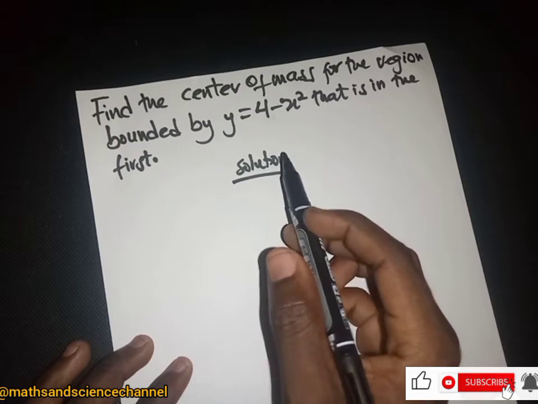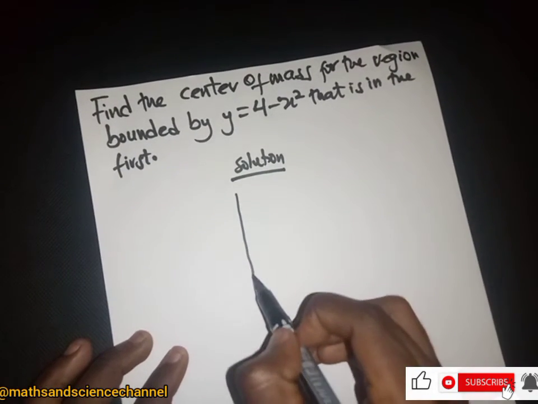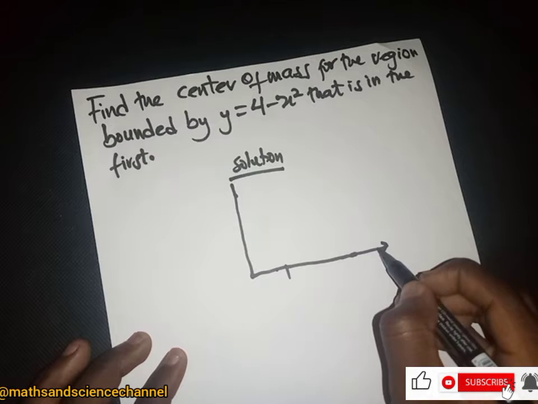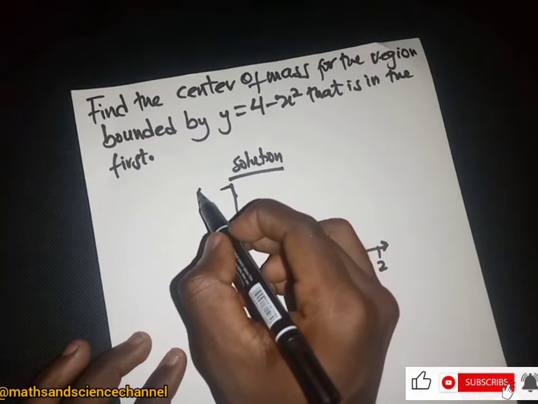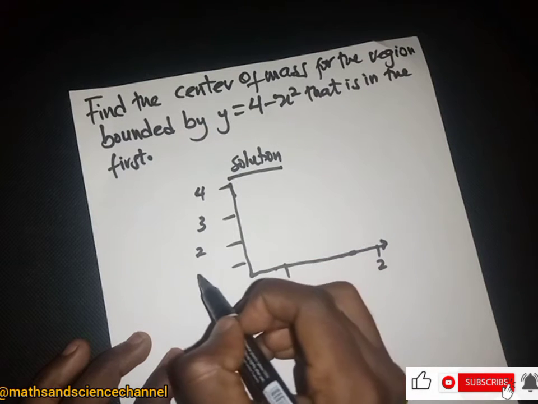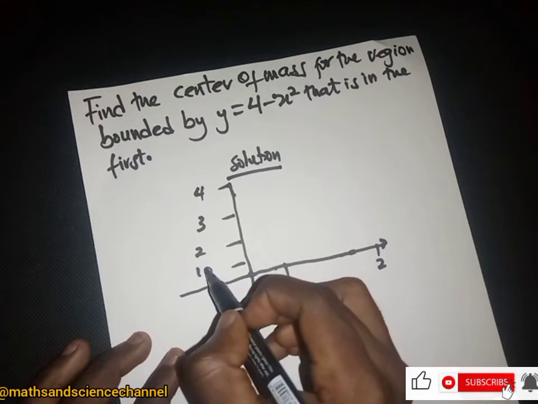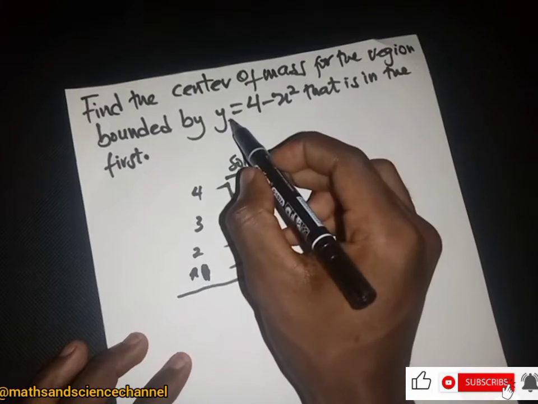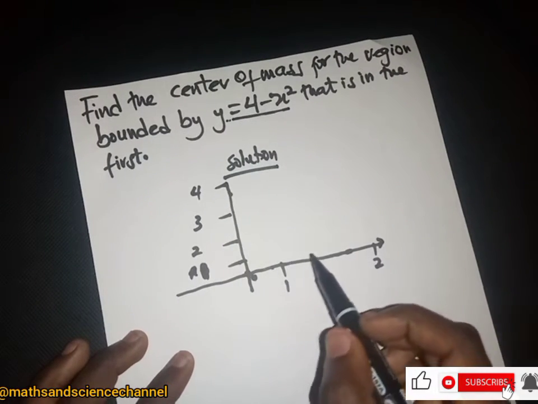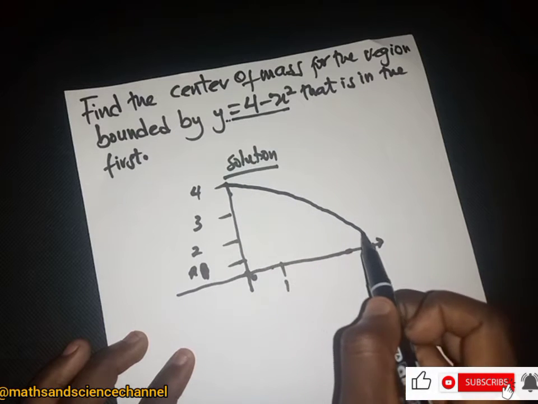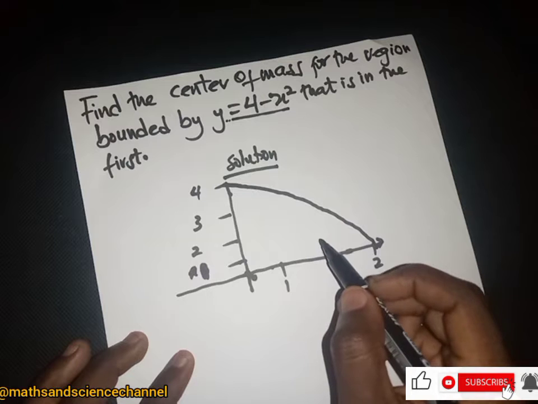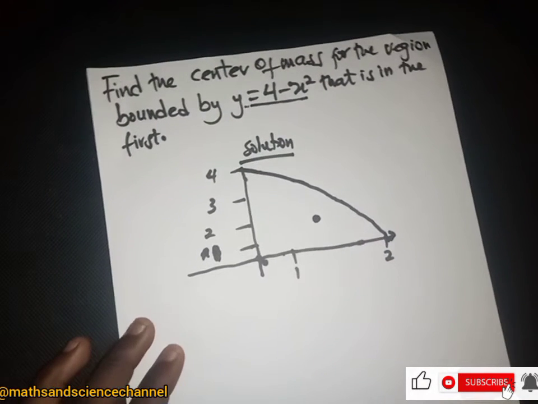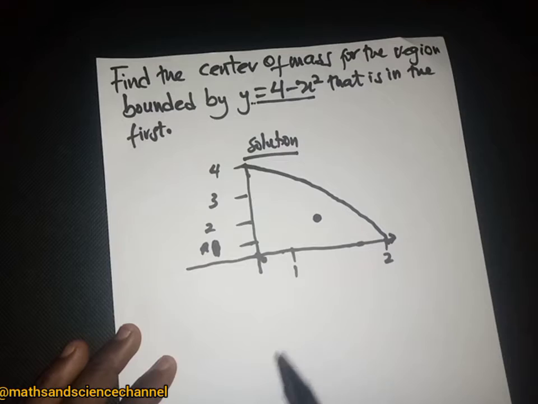So sketching that with the center of mass, if this is a Cartesian plane, then we have x here, we have 1, 2, and on the y-axis we have 1, 2, 3, 4, and this is basically the origin. You realize that sketching y equals 4 minus x squared, we are just going to get the curve as this. Then we will have our center of mass somewhere in between here, right?